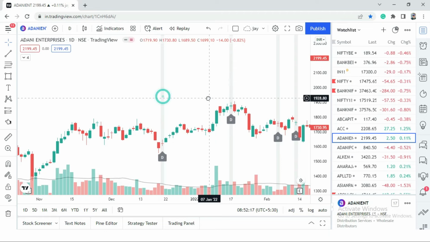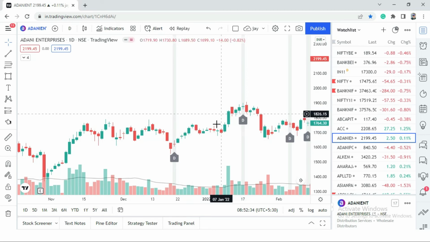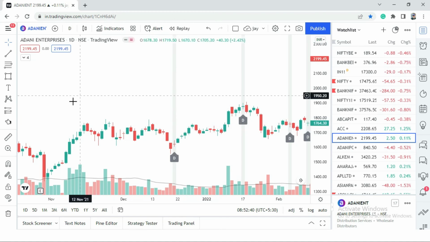Then again we'll go down and see this one here. Here you can see it is not a gravestone doji, but a long leg doji. On the next candle we get a confirmation: the price closed above the previous doji candle's high, so here you can enter the long trade, and you exit somewhere over here, because the price is consolidating near resistance.